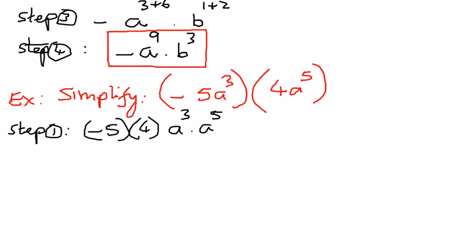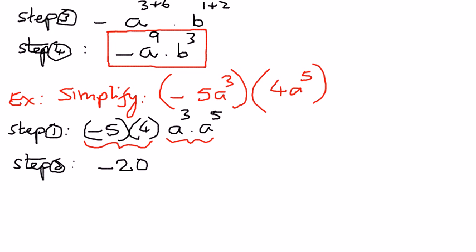So therefore, as step 2, we're going to come in here and then say negative 5 times 4. Negative times positive is a negative. 5 times 4 is 20. So we simplified this part of the equation. Then we have the second part of the equation to look for.